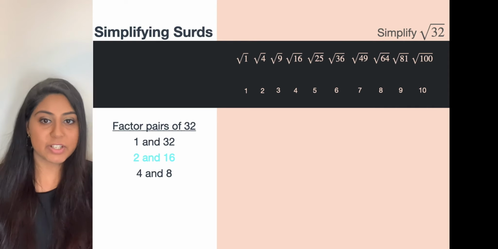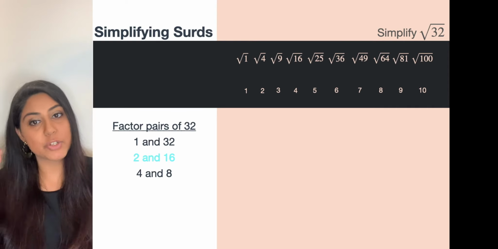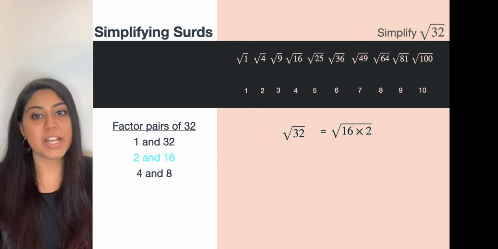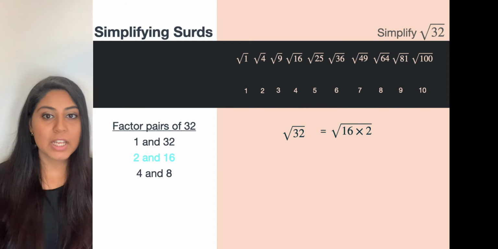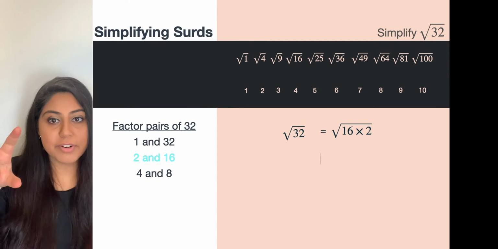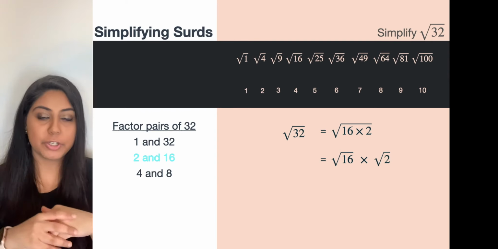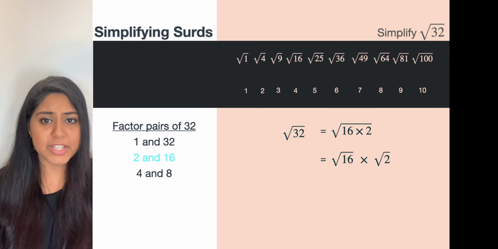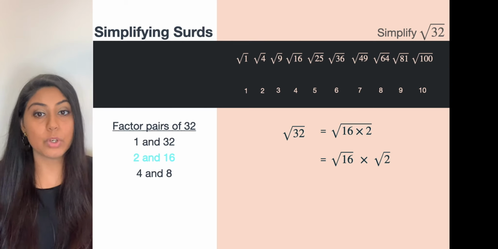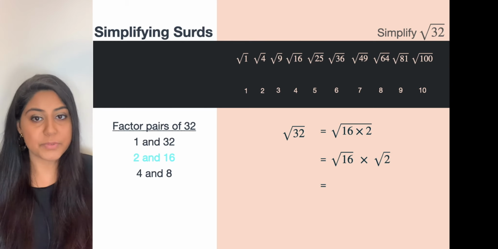So instead of writing the square root of 32, I'm writing it as the square root of 16 times the square root of 2, because 16 times 2 is 32. So it's exactly the same. Now what I'm going to do is break apart that surd. So I've got the square root of 16 times the square root of 2. Well, we can simplify the square root of 16. I know that the square root of 16 is 4. So essentially what I've got is 4 times root 2.